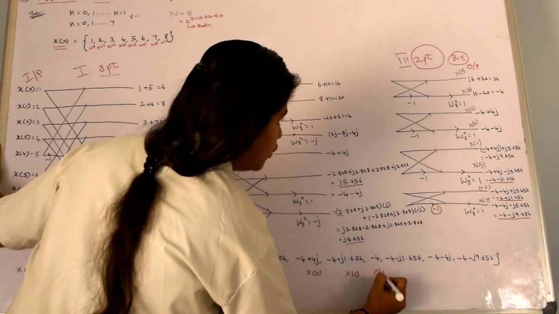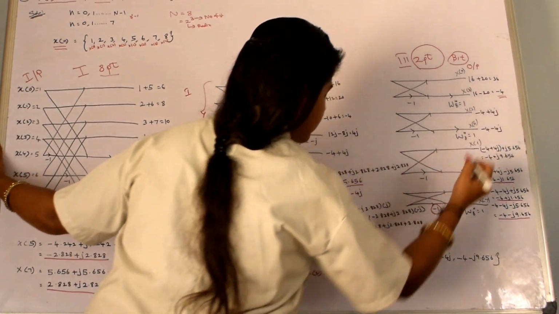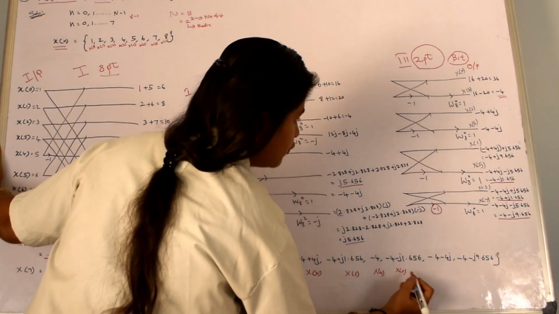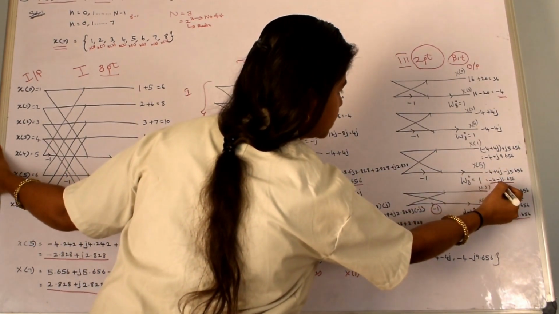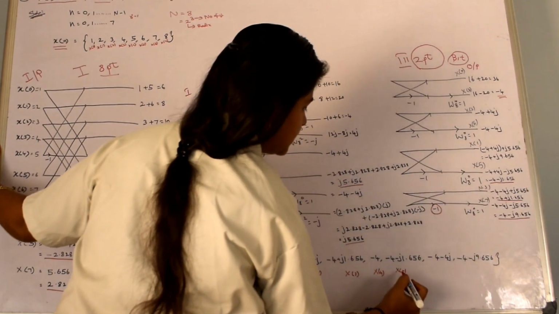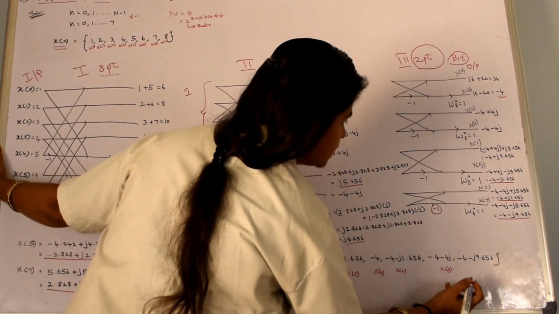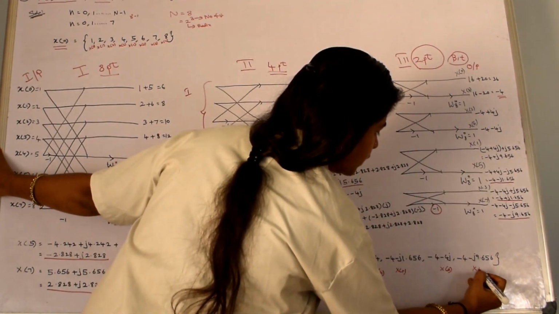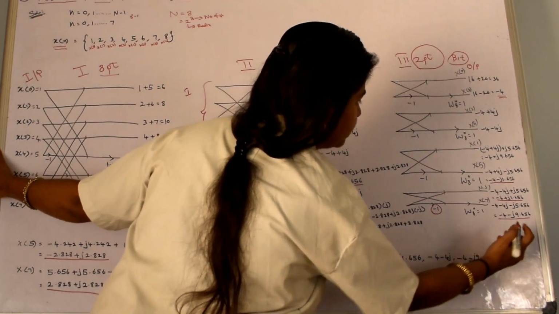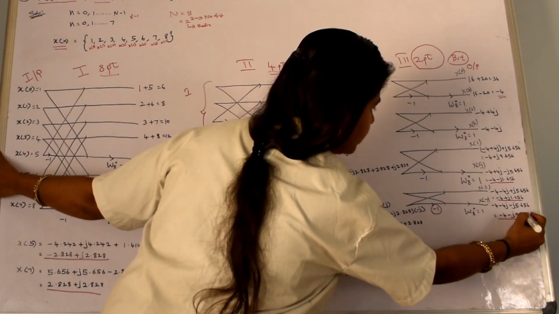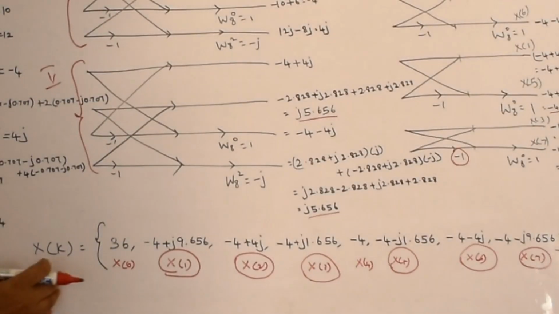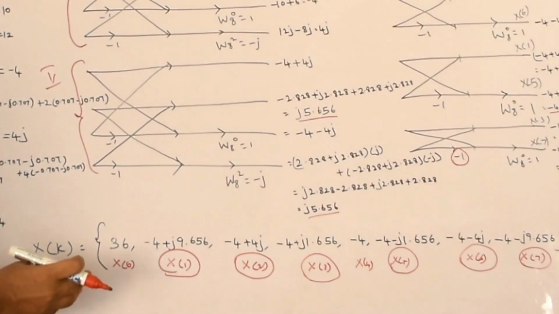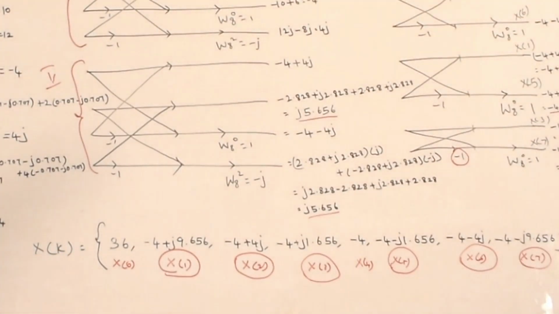Next is x of 4, from here I have taken -4. Next is x of 5, you will have here -4 minus j 1.656. Next is x of 6, here -4 minus 4j. Next is x of 7, -4 minus j 9.656. That's it. This is your output sequence, and you can verify your output by checking three statements. I'll tell you what they are.